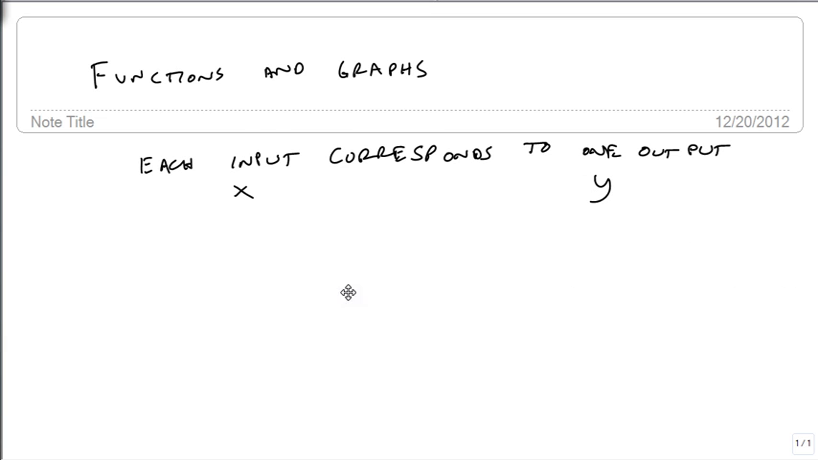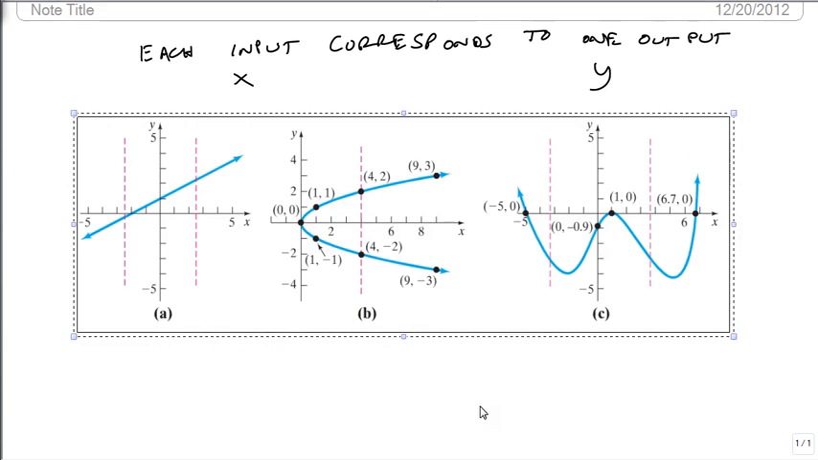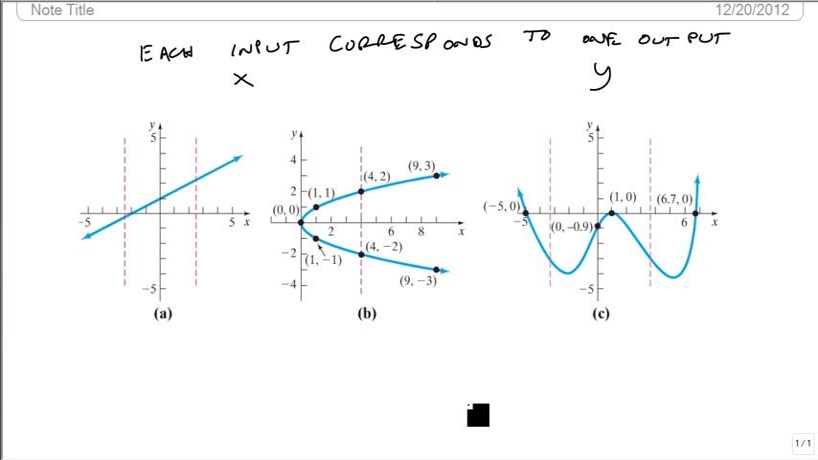So here we have some examples of some graphs. And we're going to use what we call the vertical line test. Because a vertical line test will show us what values, what places an x corresponds to.